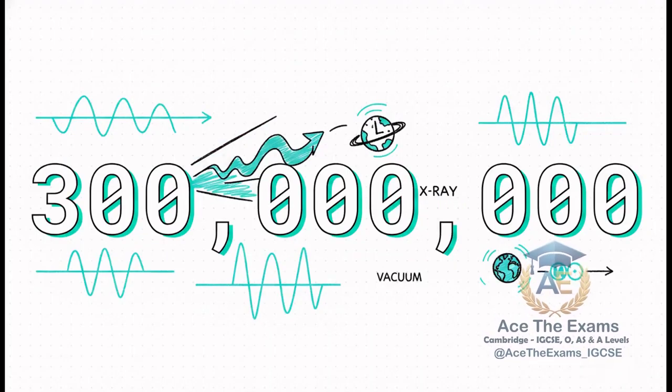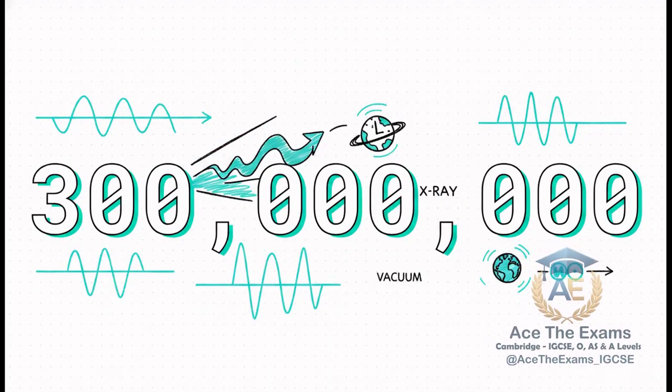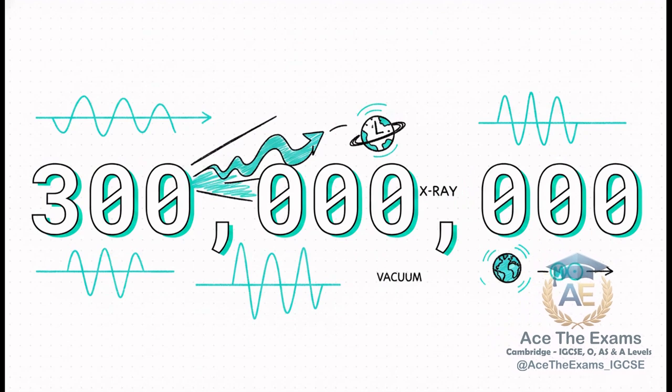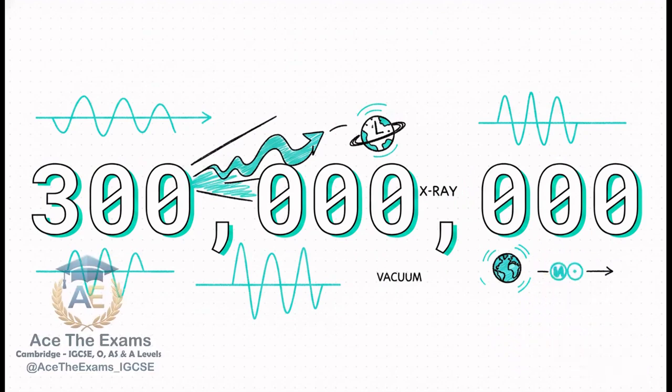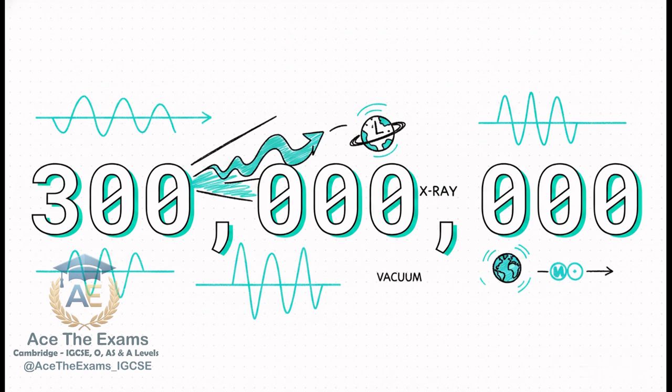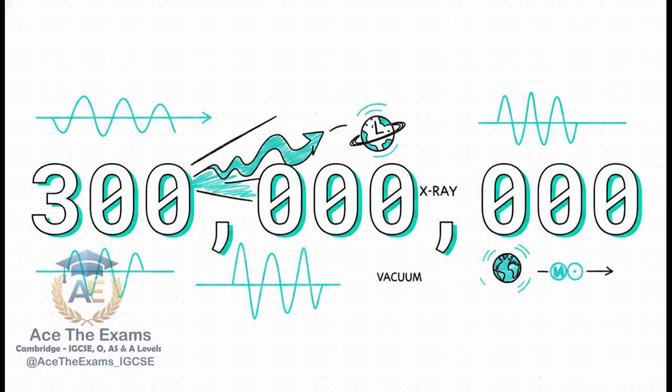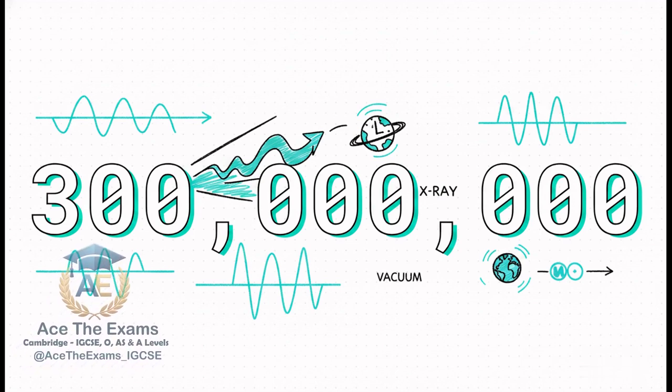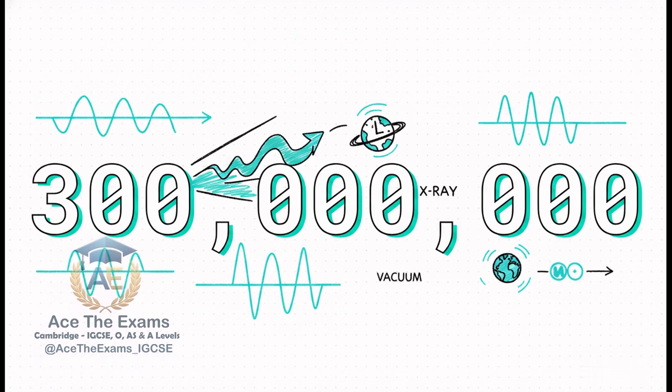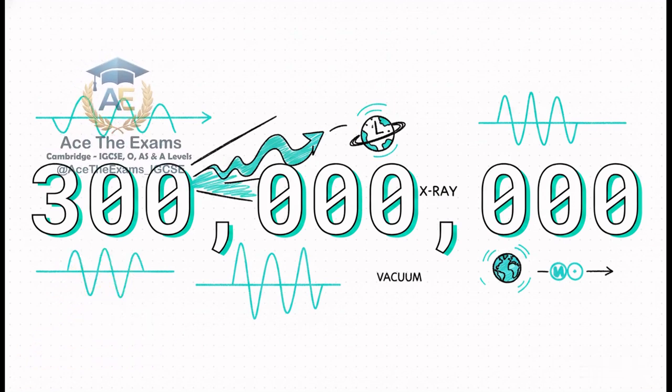And when you crunch those numbers flawlessly, you get 300 million meters per second, or written in standard form, 3 × 10^8 meters per second. If you're a sharp physics student, that massive, incredible number should immediately ring a bell in your head. That is the exact speed of light in a vacuum.